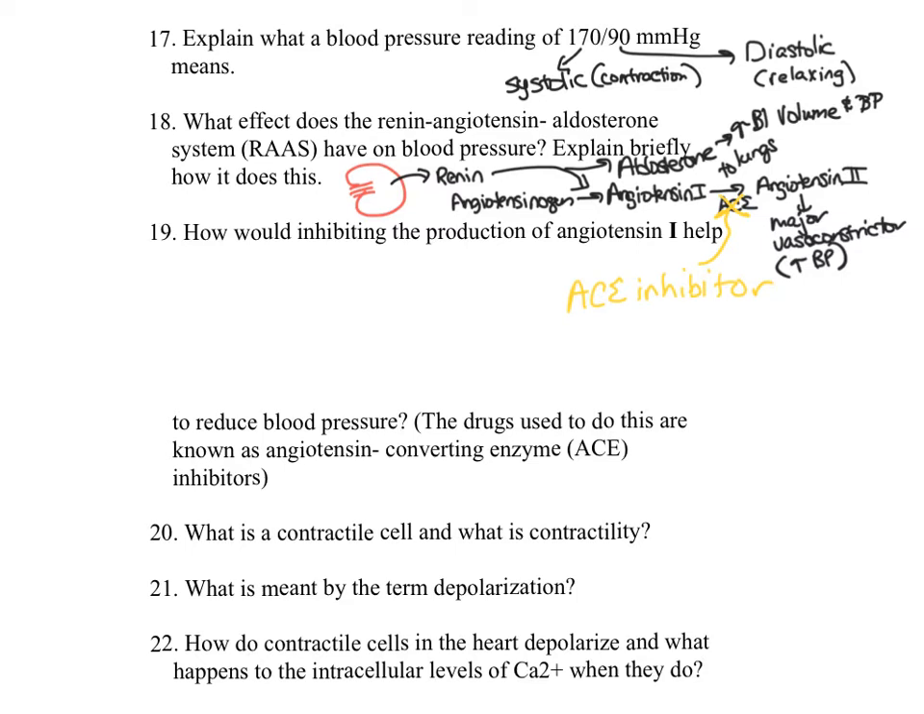Number 20, what is a contractile cell and what is contractility? So the contractile cell is the cell in the heart that will contract versus the conducting cell, which conducts the electrical impulses. Number 21, what is meant by the term depolarization? Well, depolarization is when a cell becomes more positive. And so, in other words, when a cell becomes more stimulated or activated.